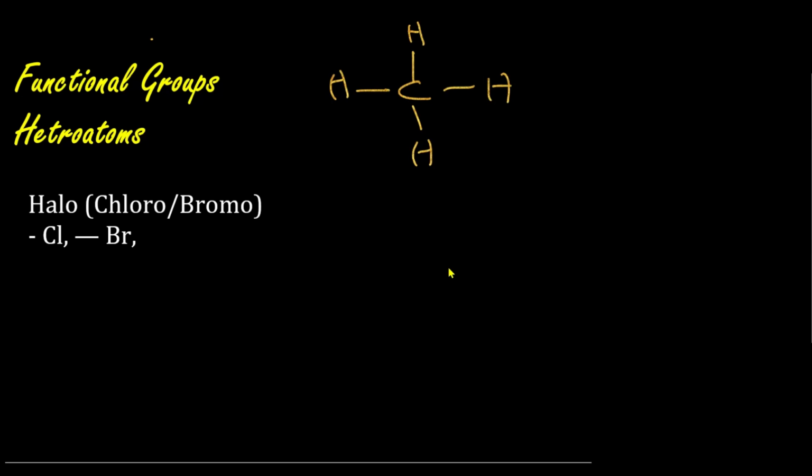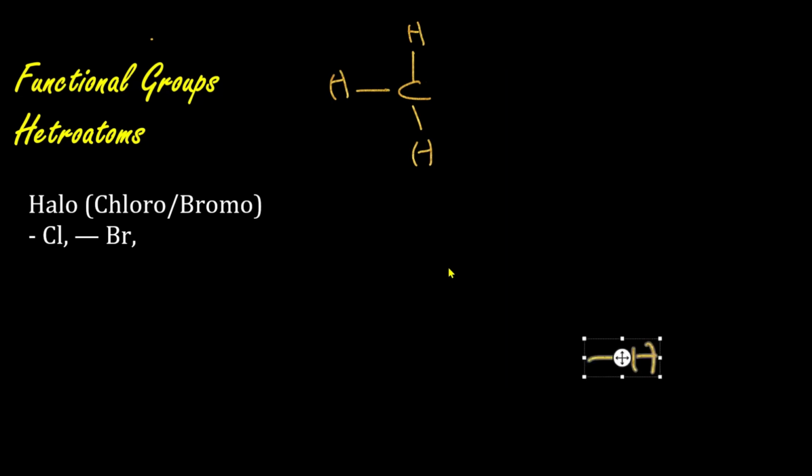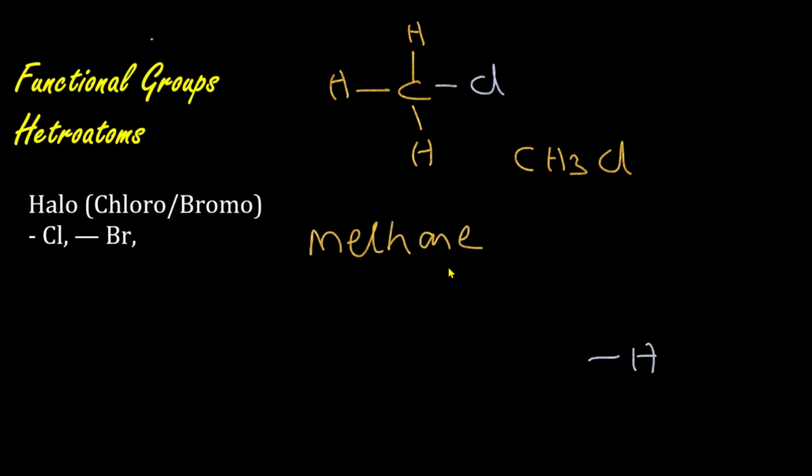Now, if I have to find the first member including the heteroatom chlorine, what will I do? First, I'll write carbon with 4 hydrogen, right? And then I'll replace this hydrogen with chlorine. So what things will change? Number one, its molecular formula will now become CH3Cl. And it was initially methane, so let me write methane here.